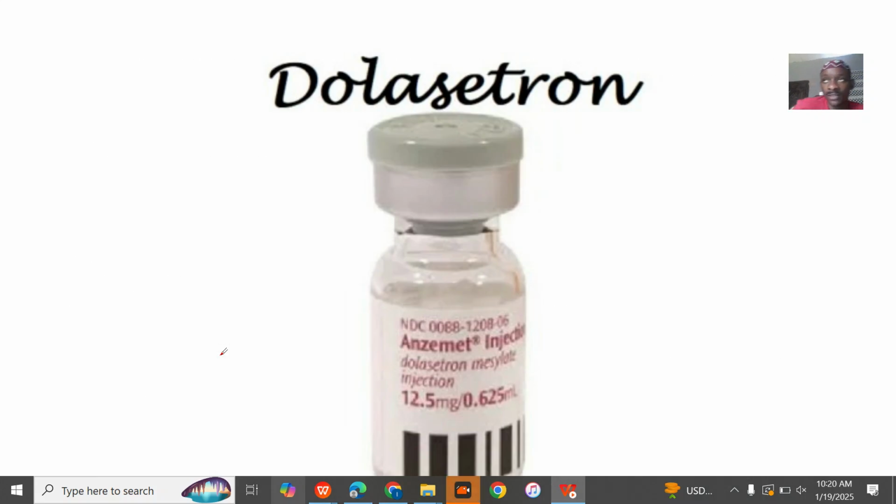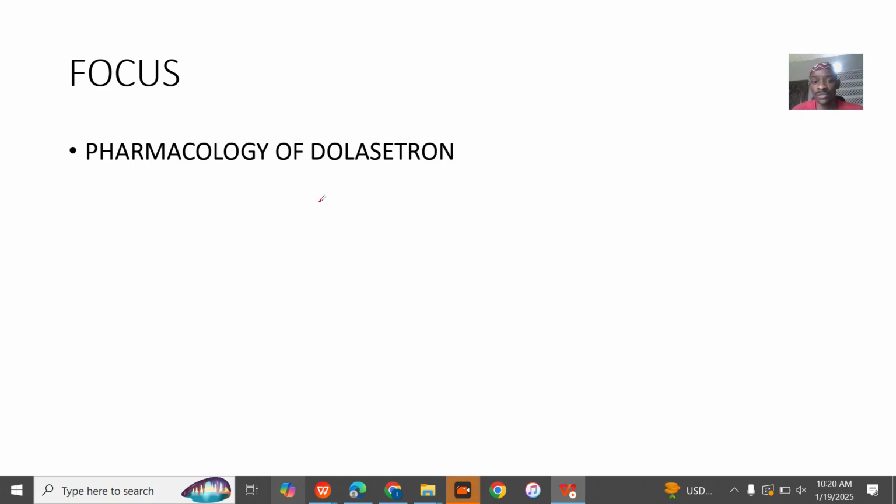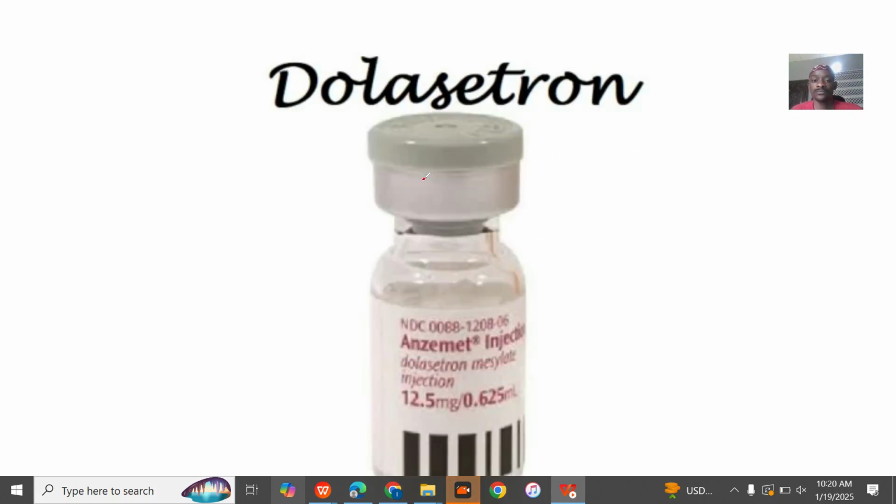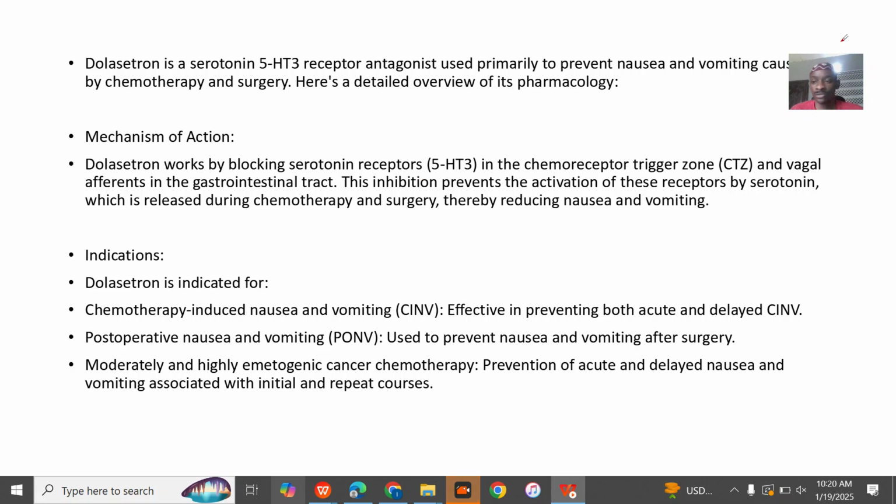All right, guys. So we're moving on to the next drug. This is what is known as Dolasetron. Okay, Dolasetron. So quickly, we said that Dolasetron is a serotonin 5-HT3 receptor antagonist. So it's used primarily to prevent nausea and vomiting, which is caused by chemotherapy or surgery.